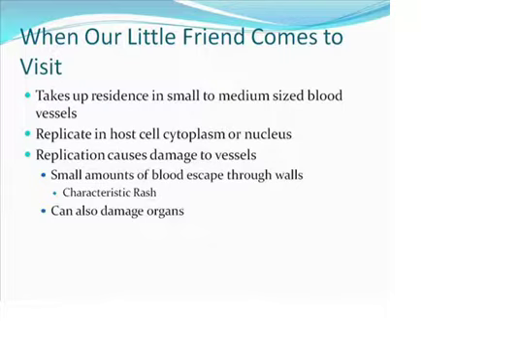After entering the body through a tick bite, our friend Rick sets up shop. As stated earlier, he prefers small to medium-sized blood vessels if he can get them. Once inside a host cell, Rick replicates inside the cytoplasm or inside the nucleus, causing cellular damage. This leads to microscopic damage to the vessels, allowing tiny amounts of blood to escape. This escaping blood leads to the characteristic rash that is common in RMSF victims. This cellular damage can also directly damage organs.